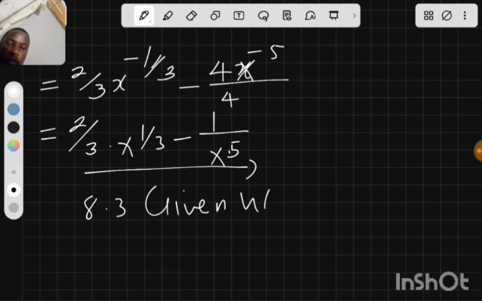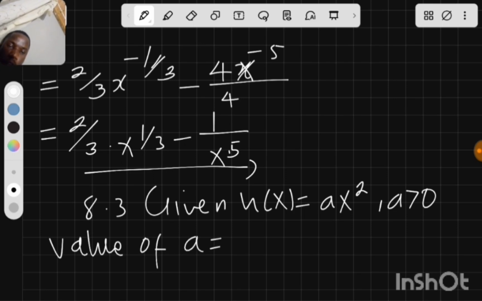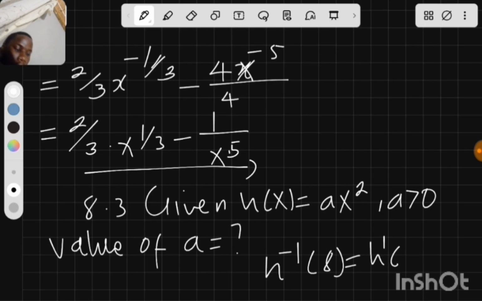We are given h of x equal to ax squared, where a is greater than 0. Then you determine the value of a, where h inverse of 8 is equal to h prime of 4.